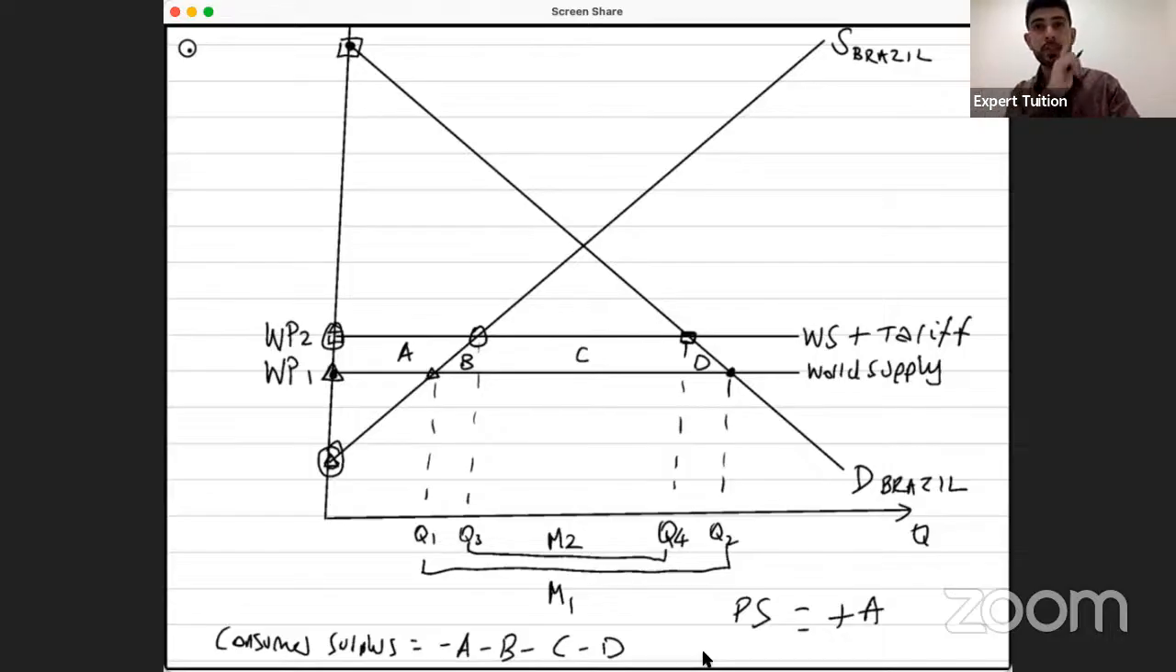Are we clear? Producer surplus has gone up by A. Consumer surplus is down by A, B, C, D. Producer surplus is up by A. Right, last one is government tax revenue, GTR. Whenever there's a tax, do you agree that the government collects tax revenue?